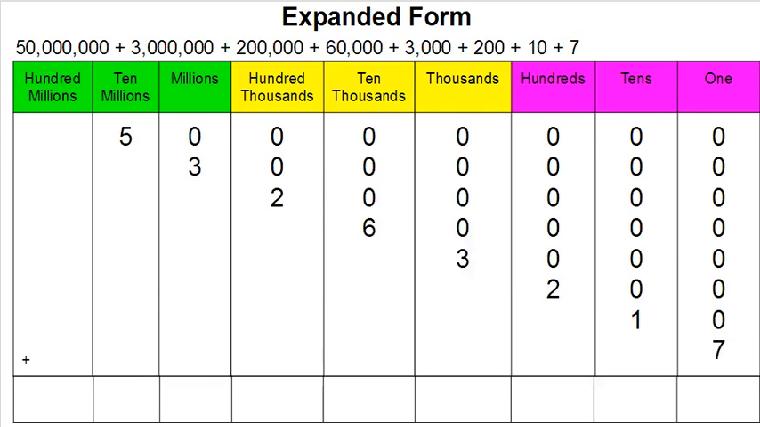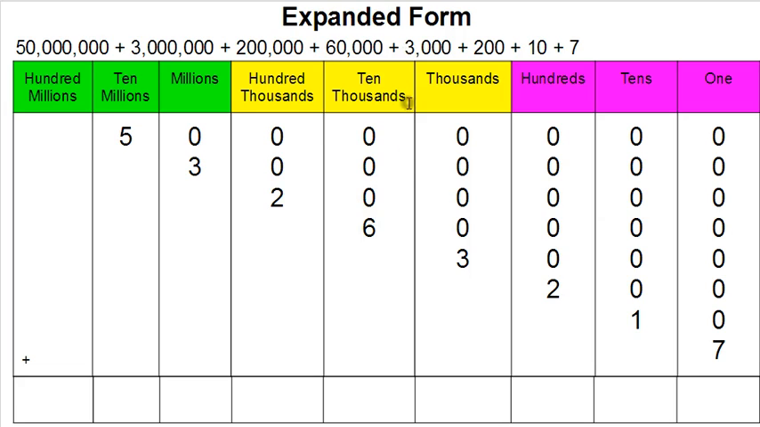So now look, I have even bigger numbers. I have 50 million plus 3 million plus 200,000 plus 60,000 plus 3,000 plus 200 plus 10 plus 7. And guess what? I turn my paper sideways and I put it in there. See, there's a 5 in the 10 millions place, and 7 zeros after it. And 3 million, that's a 3 in the millions place, and 6 zeros. And 200,000 is a 2 in the 100,000s place, and 5 zeros. And my 60,000 is a 6 in the 10,000s place, and 4 zeros.